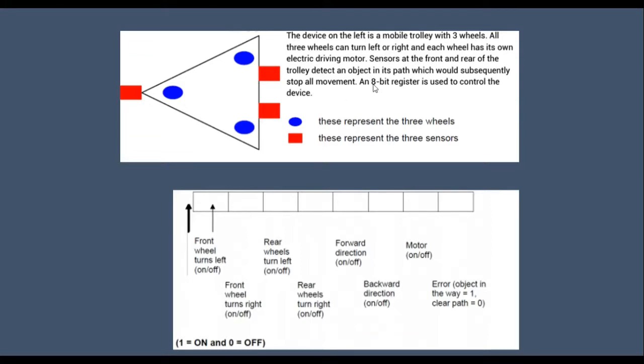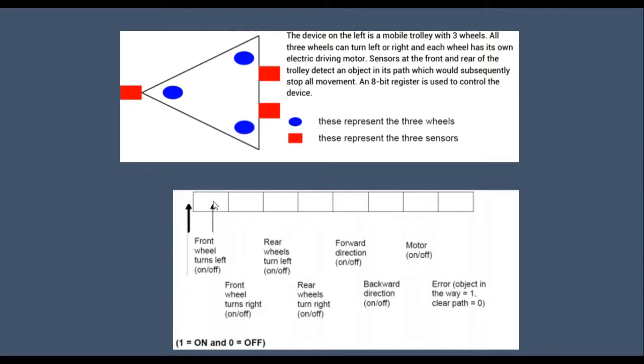Now, as you can see, we're using 8-bit registers to control the device. It means that we're going to use a sequence of 8 zeros and 1s. Take a look at this diagrammatic representation of the register, which means you have 1, 2, 3, 4, 5, 6, 7, 8. At any given position, it can be either a 1 or 0. Therefore, 8 bits will help us control these 3 wheels and these 3 sensors. So either it can be on or off.